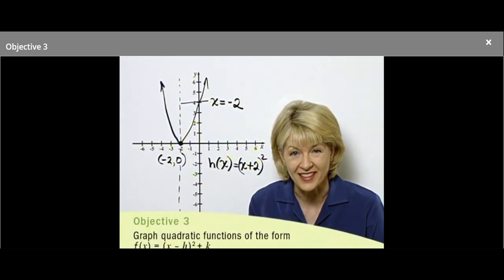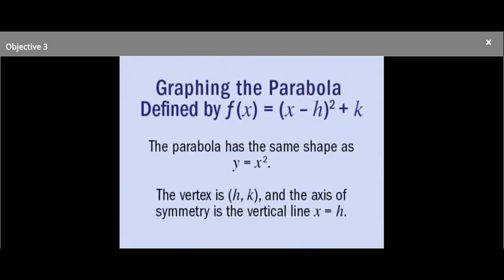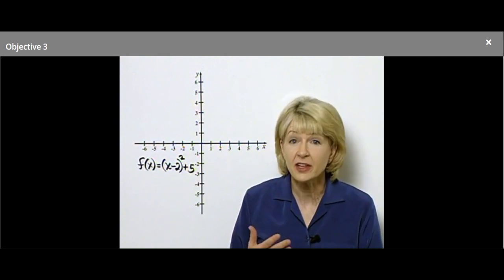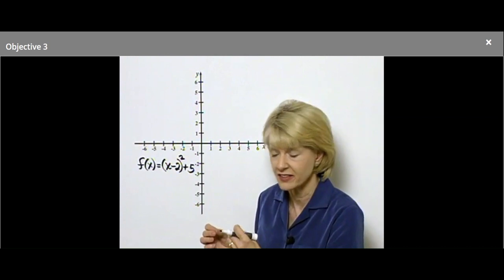Combine these shiftings. Let's look at the following. Graphing the parabola defined by f of x equals (x minus h) squared plus k. The parabola has the same shape as y equals x squared. The vertex is (h, k), and the axis of symmetry is the vertical line x equals h. Everything will just follow if you follow those shiftings.